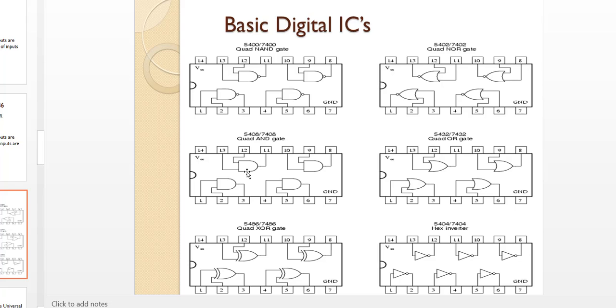You can differentiate now. See, this is the AND gate symbol, this is the NAND gate symbol, this is the OR gate symbol, this is the NOR gate symbol, this is the XOR gate symbol, and this is the NOT gate symbol. Generally we are not using the XNOR gate functionally, but we are moreover using these 6 basic ICs. Yes, clear, very much clear.